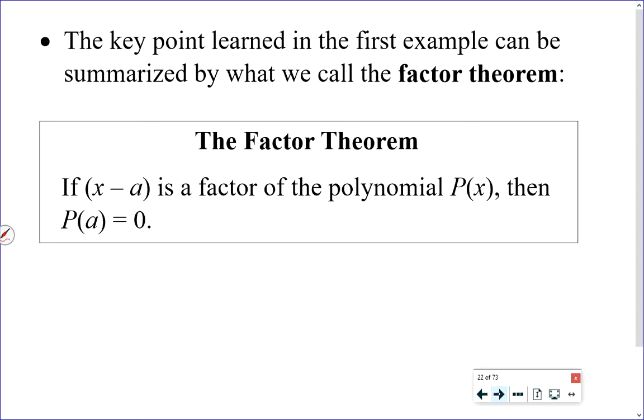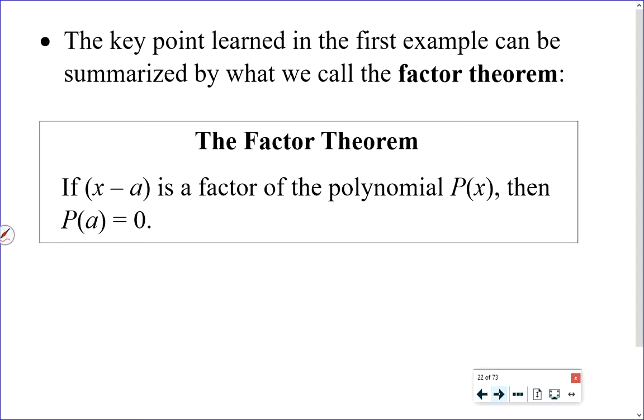If x minus a is a factor of a polynomial, then p of a will have to give you 0. Because when you divide by x minus a, p of a is the remainder. But if x minus a is a factor, the remainder is 0. Do you see how this is just kind of going around in circles here? We're just saying the same thing over and over again.